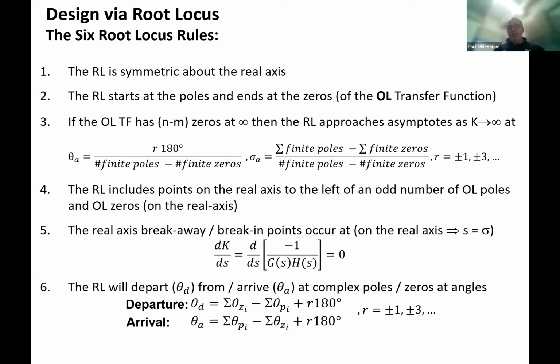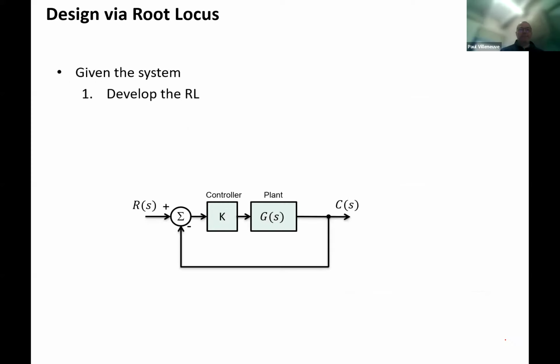And if we do cross the j omega axis, we would find A of S only if crossing the j omega axis, right? That's that little added feature that we have to add in.